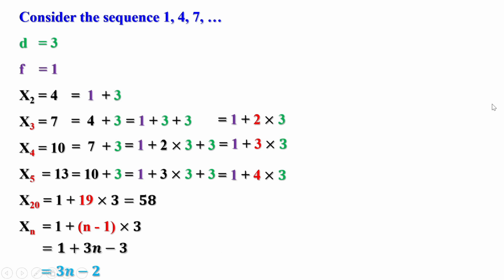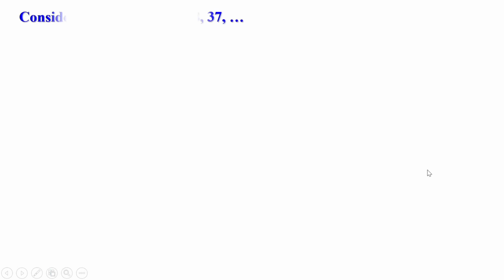So we get all terms from this algebraic expression by giving different values for n. Now consider the sequence 19, 28, 37, etc. What is the common difference here? 9, right? And the first term is 19.